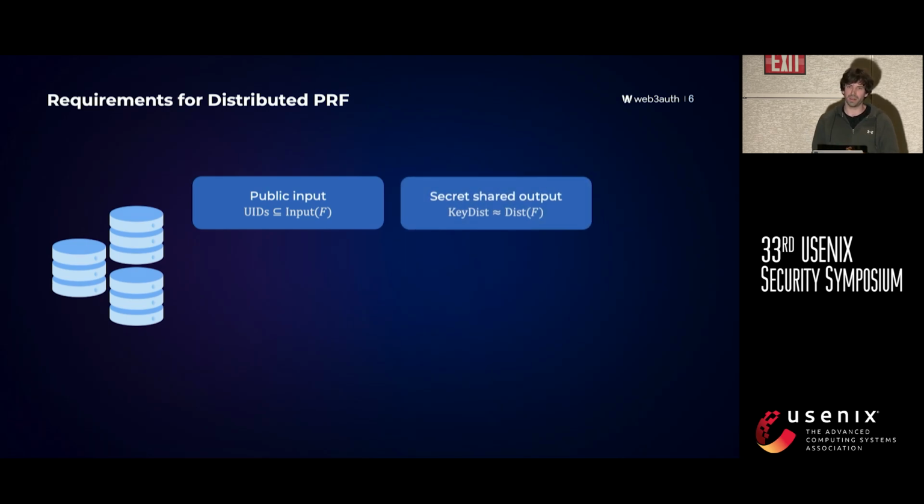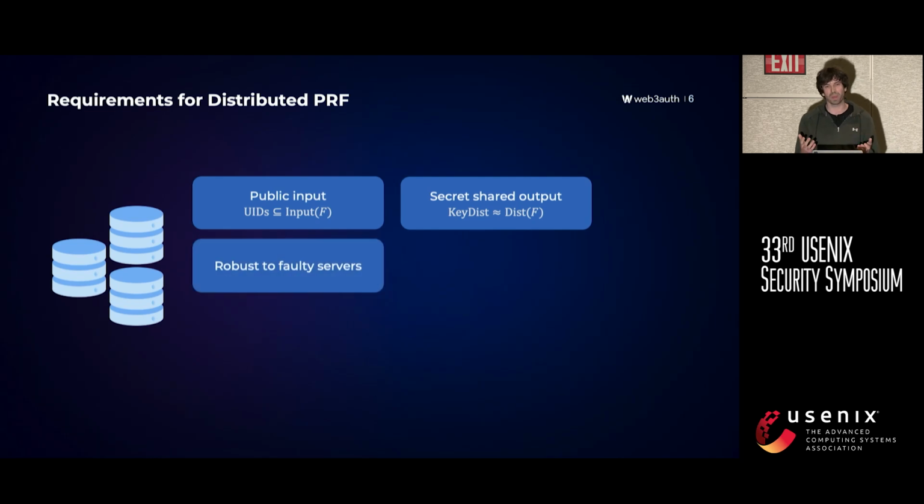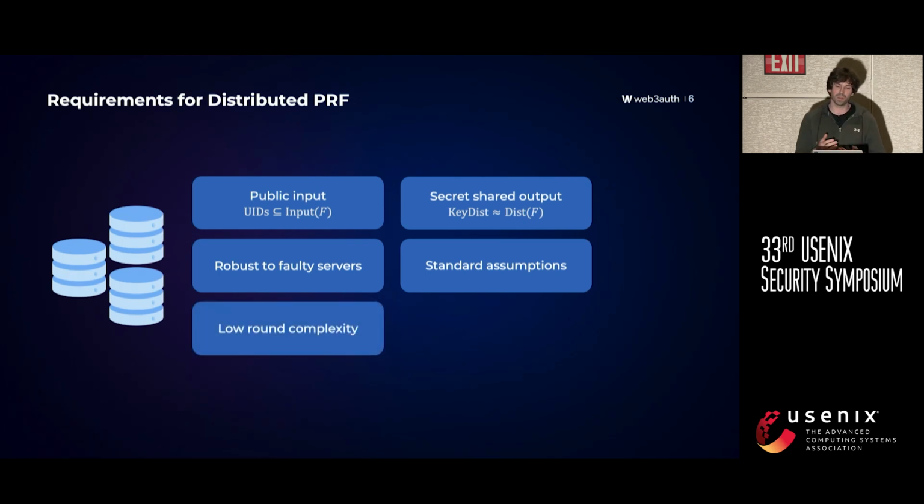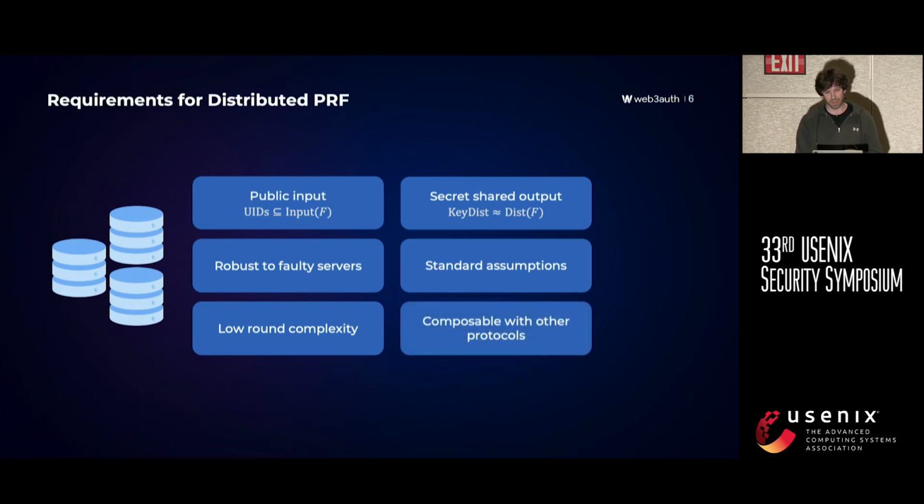The output should be secret shared, and the output distribution must be that of the key distribution of the target cryptographic scheme, like a signature scheme. It should be robust to faulty servers, so if we have some malicious servers among the server set, we should be able to tolerate that up to a certain threshold. We want standard cryptographic assumptions because this should actually run in production eventually. We want low round complexity so that we support servers that are not within the same data center but have some latency amongst each other. And we want it to be composable with other protocols like an MPC signing protocol so that we can use these key shares of the users and run a signing protocol on top of that.